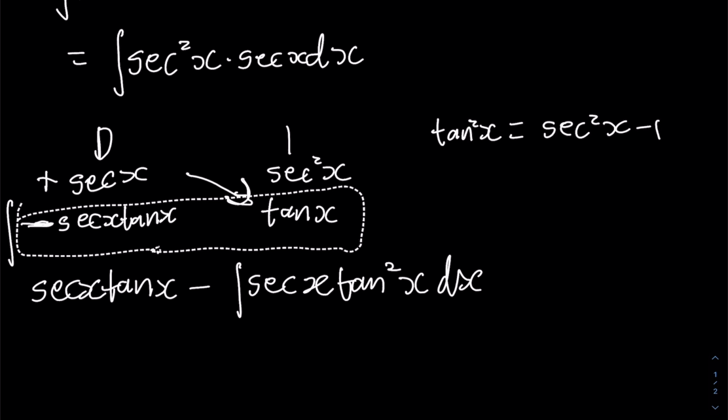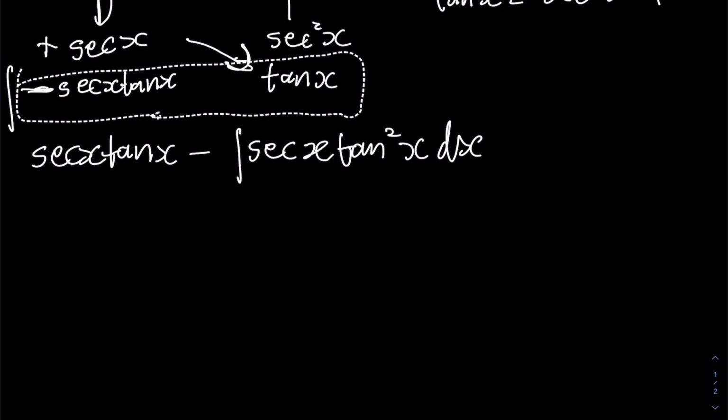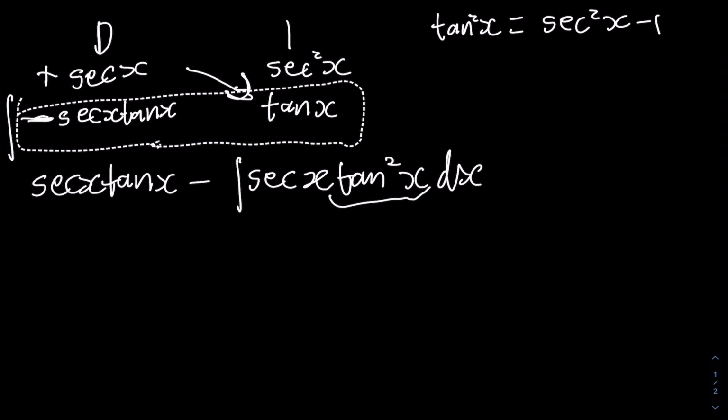Well, how do we know that? You can derive this from a right angle triangle, or you can also derive it from sine squared x plus cosine squared x equals 1 and divide everything by cosine squared x if you want to do it algebraically. And what we'll do now is replace this with secant squared x minus 1.